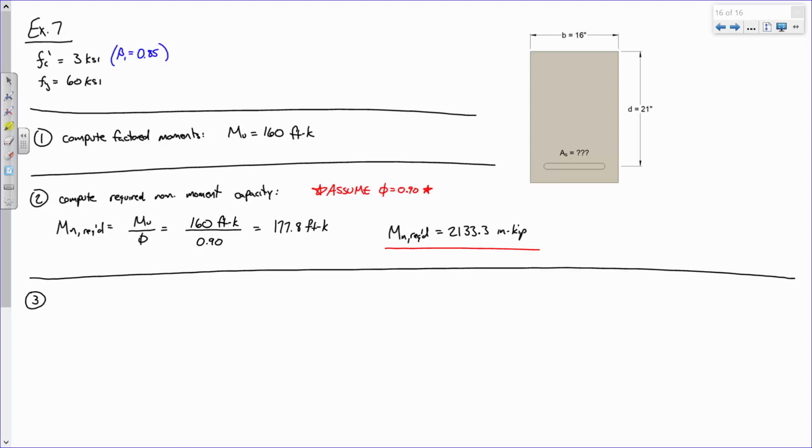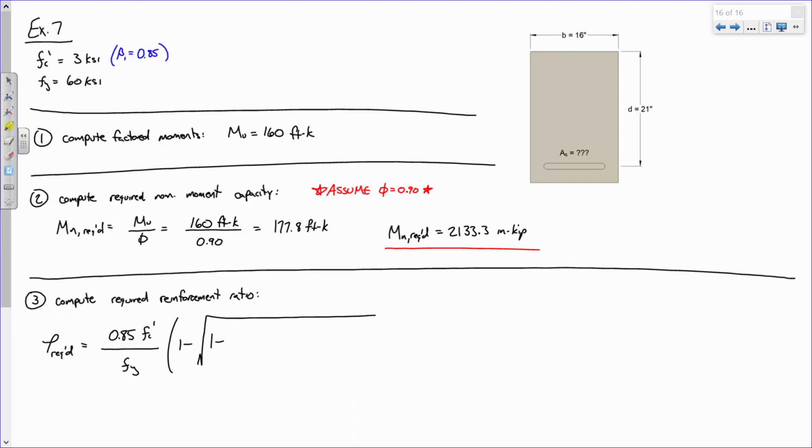Okay. So, step 3, compute required reinforcement ratio. Let's see how I do. So, rho required is 0.85 f'c over fy, times 1 minus the square root of 1 minus 2 Mn over 0.85 f'c b d squared. Is that right? Did I get any typos? I'm asking you. I'm not even going to pull up the slides. Did I get it right? Okay, good. I'm trusting you.